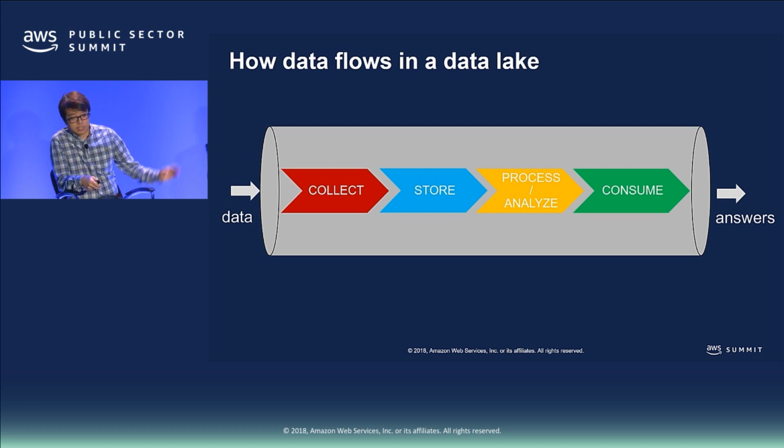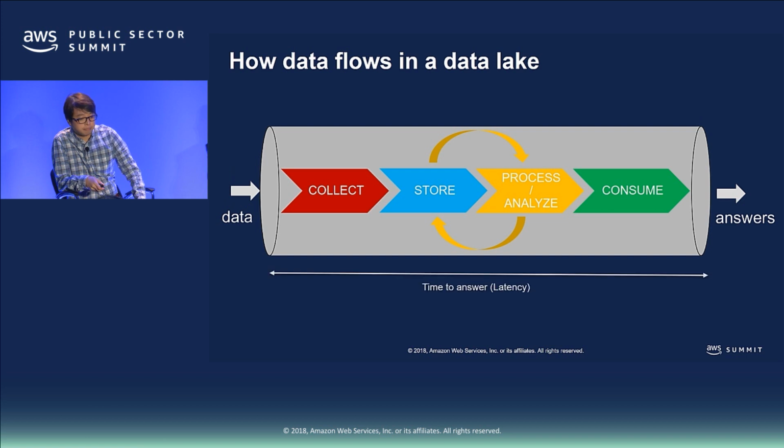And one thing to note here is that it's not a single continuous flow, right? There's an iterative process in the middle where you store, you process, analyze, the results of that process go back into the storage, and you keep iterating over and over against your data so you can gain more insights as more data comes in. So a typical example would be, say, machine learning, right? You initially have an initial training set, and as more data comes in, you can refine and further refine that data.